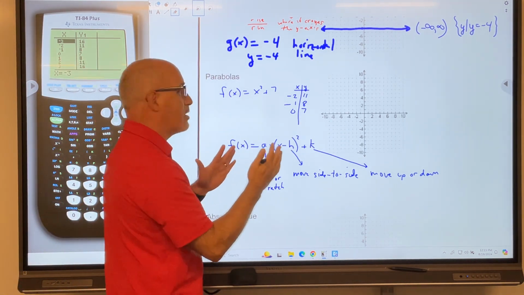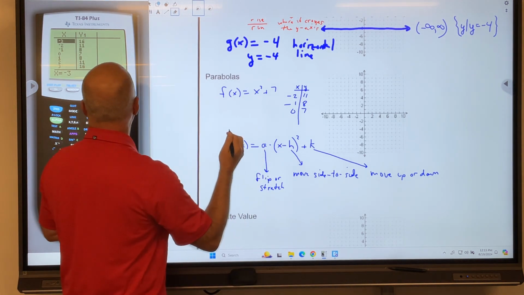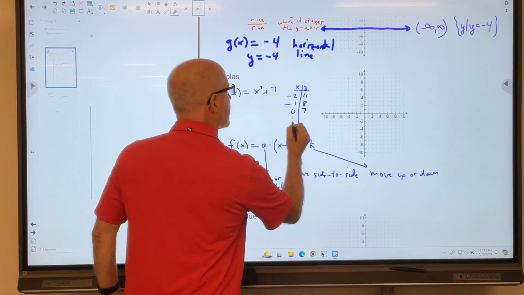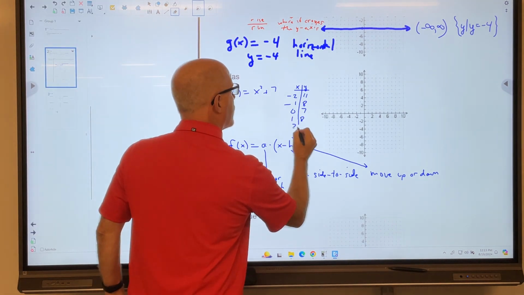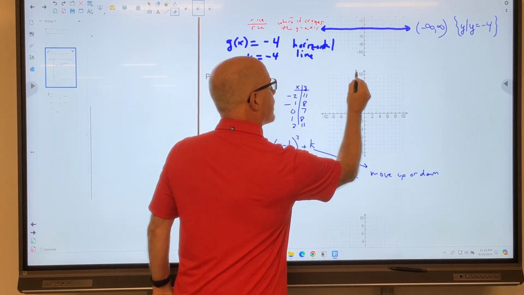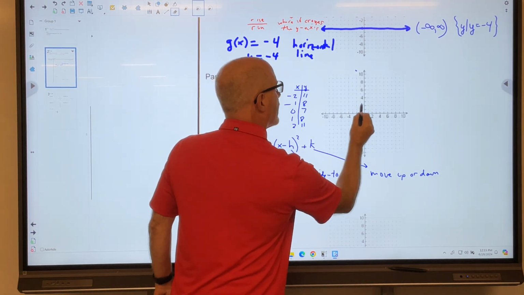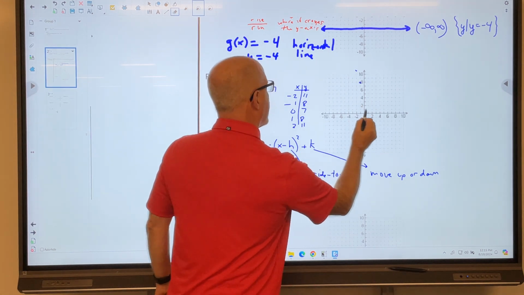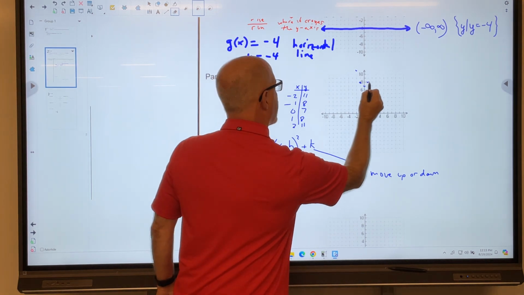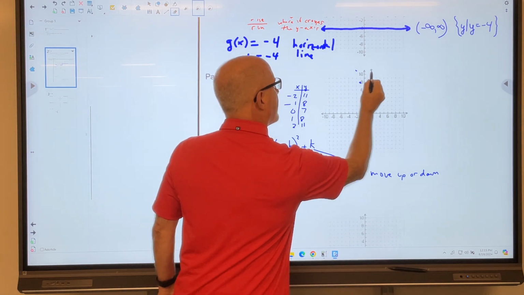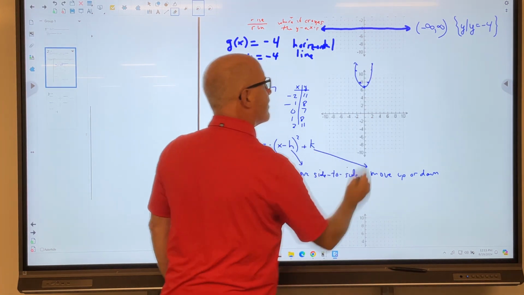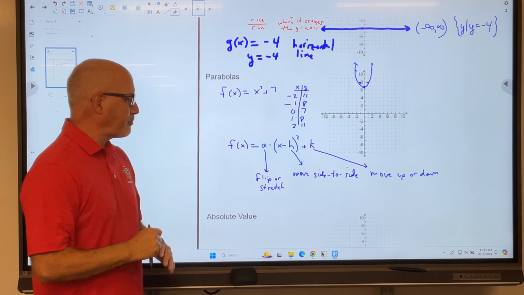It's called symmetry, which we'll talk about in a later lesson. So we've got 1 with 8 and 2 with 11. If we plot those points, -2 up to 11, -1 up to 8, 0 with 7, 1 with 8, and 2 with 11, you get the parabola look, the U shape to it.